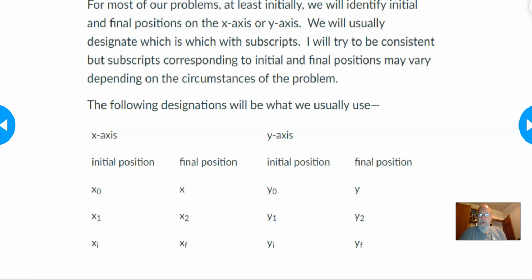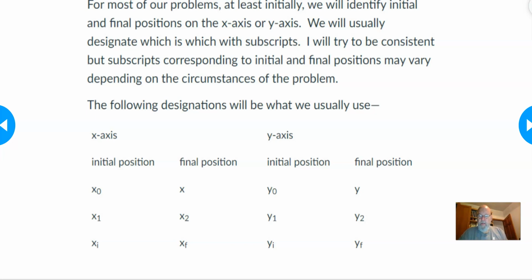a frame of reference. For most problems, at least initially, we'll identify initial and final positions on the X or Y axis. We'll usually designate which is which, the initial or final position, with subscripts. I'll try to be very consistent, but subscripts corresponding to initial and final positions may vary depending on the circumstances of the problem. But these are the designations that we'll usually use.